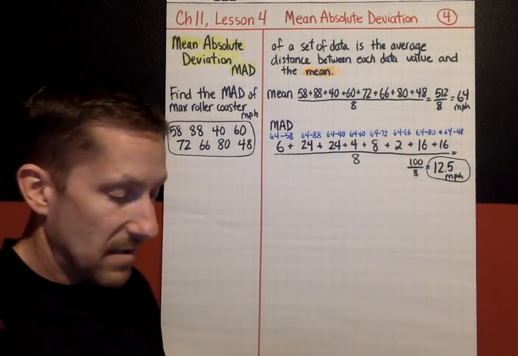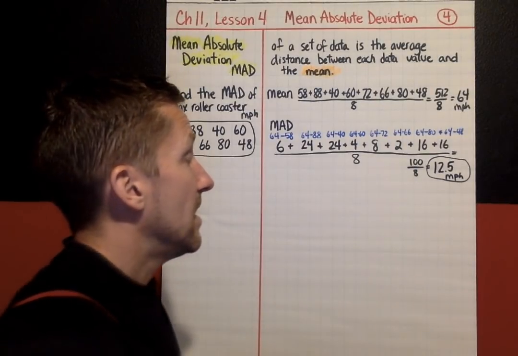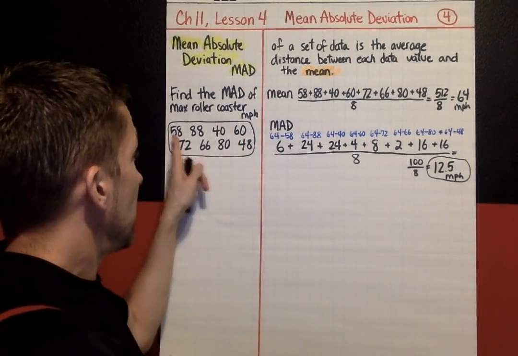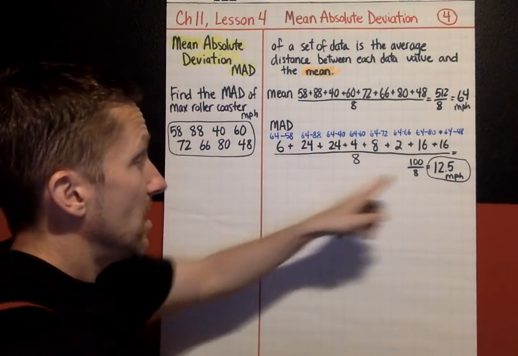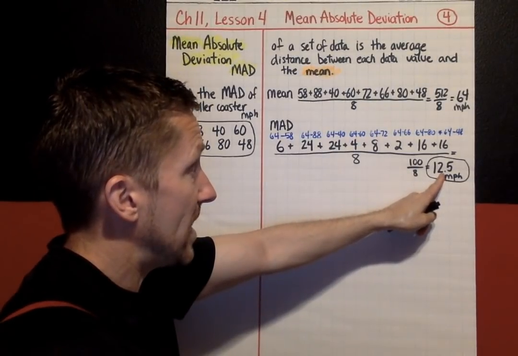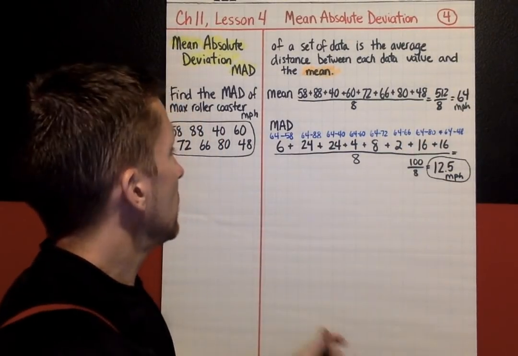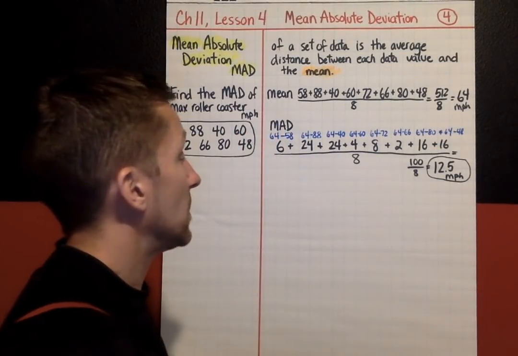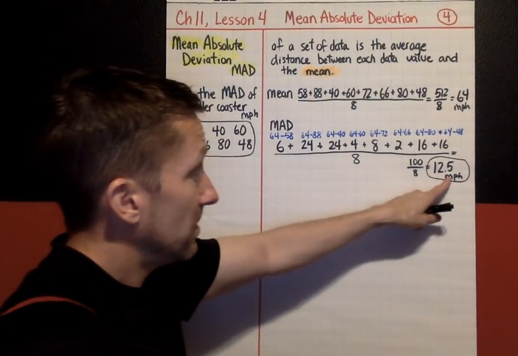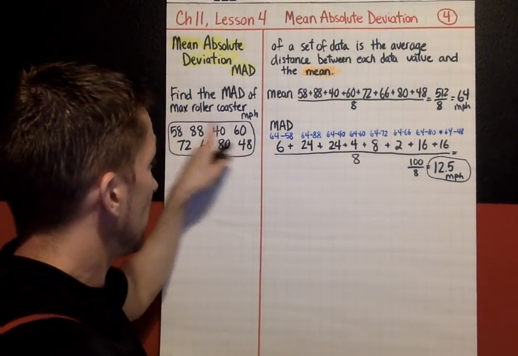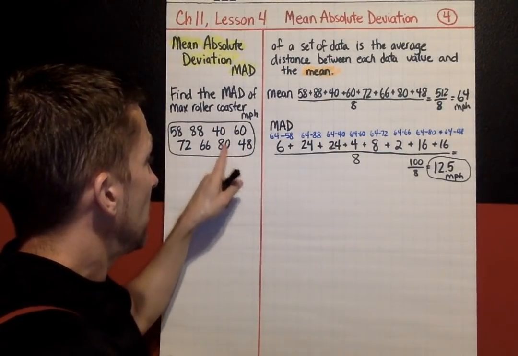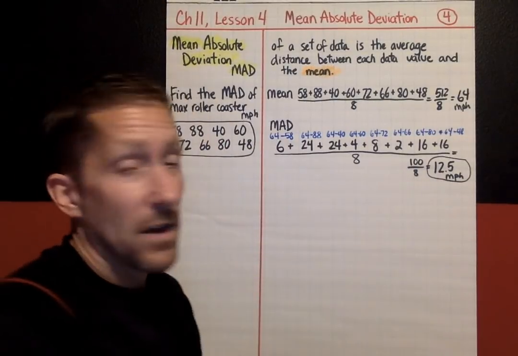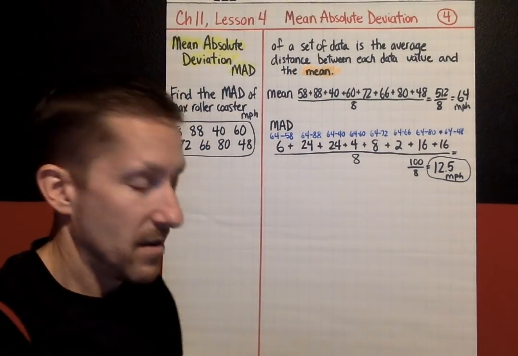Okay, so what does that mean exactly? What that's telling me is that on average, each data value is 12.5 away from the mean. So it's the deviation from the mean, the mean absolute deviation. That's what that means. And once again, this number is telling me that on average, if I look at all these roller coaster speeds, the average distance away from 64 for all these numbers is 12.5 miles per hour away from the mean.